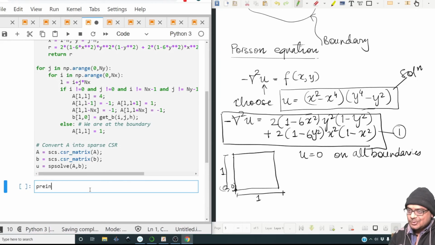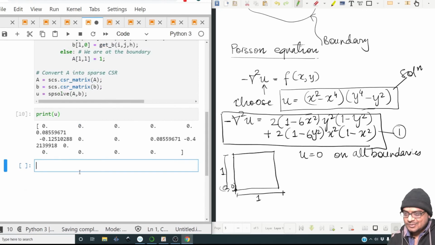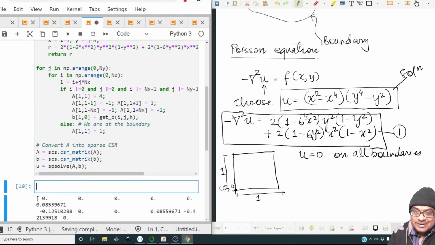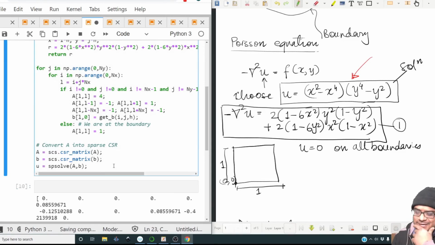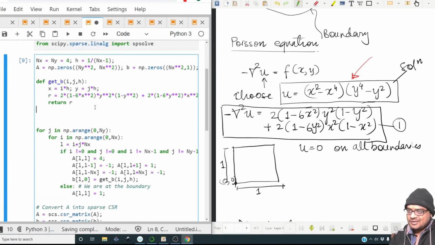Let us print U and see what we have. So U has some values. We don't know whether it's correct or not. But how do we know whether it's correct? We know because we had assumed the solution in the first place. So we do have a way of ascertaining whether whatever we have written is correct or not. So let us define this. Let me define exact at i, j, h.